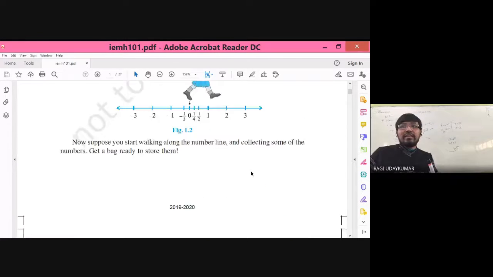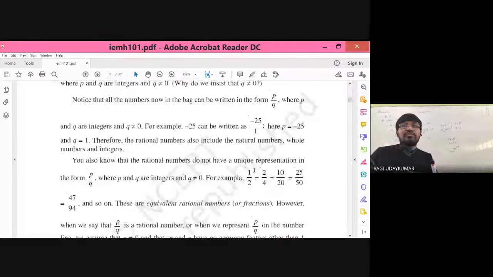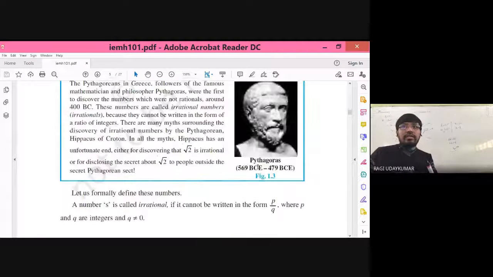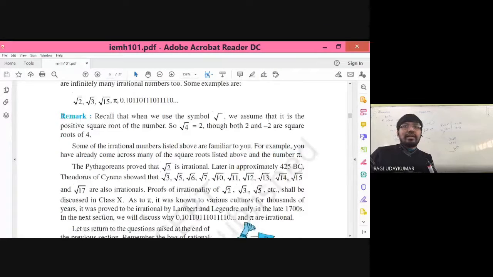If you have the textbook at home, open the textbook itself and see this point here, irrational numbers, the remark. Here I am highlighting: recall that when you use the symbol square root, we assume that it is a positive square root. Square root of 4 is 2, though 2 and minus 2 are the square roots of 4. Orally, you may say that minus 2 and plus 2 are the square roots of 4, but when you use the symbol, it means the positive square root.